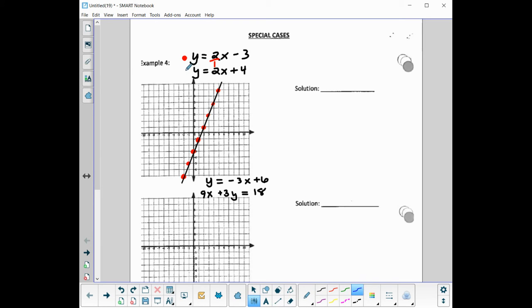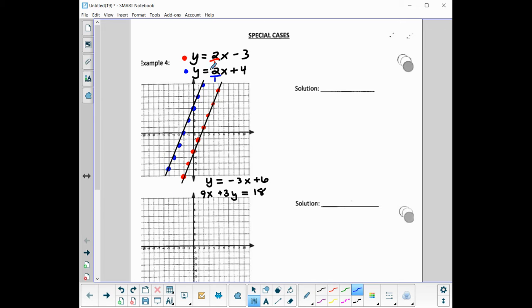My second equation is y equals 2x plus 4. So that has a y-intercept of 4. And its slope is also 2 over 1. So up 2 over 1, up 2 over 1. And I can work backwards, going down 2, back 1, until I fill up my entire graph. And so solutions happen when two lines cross.